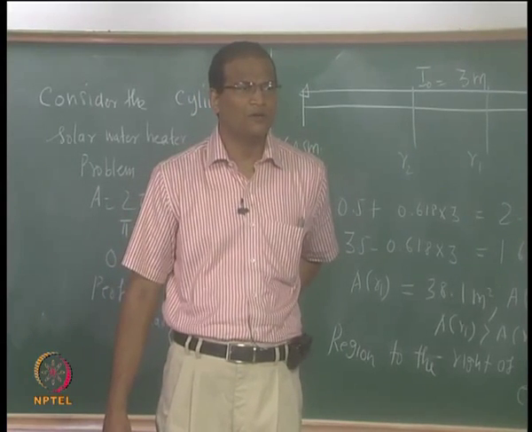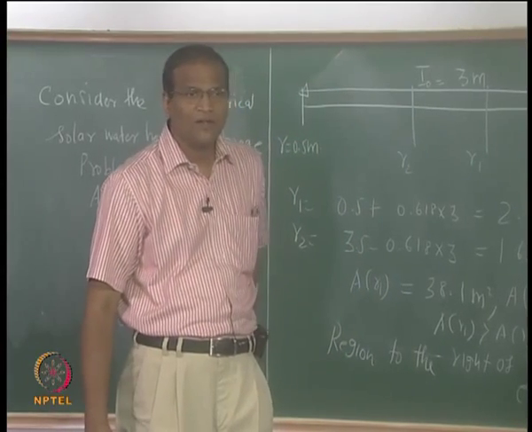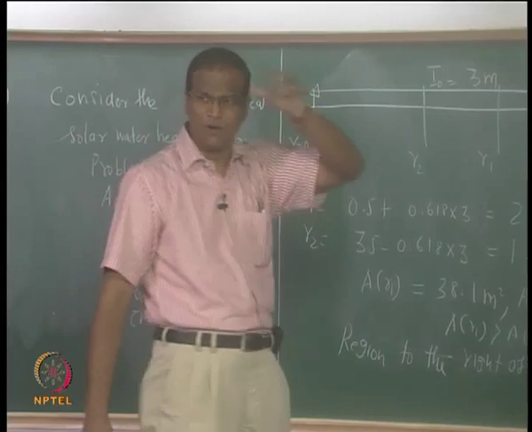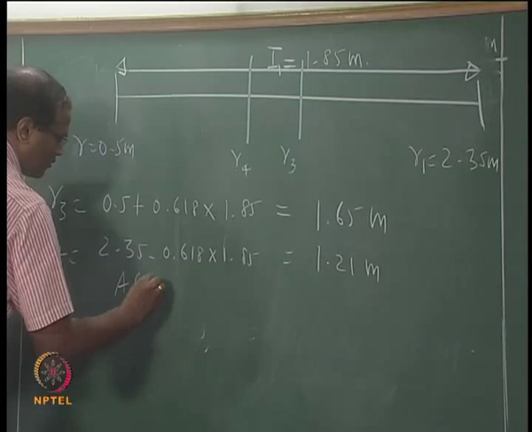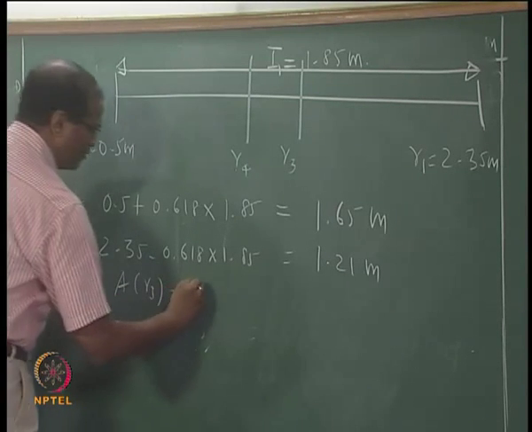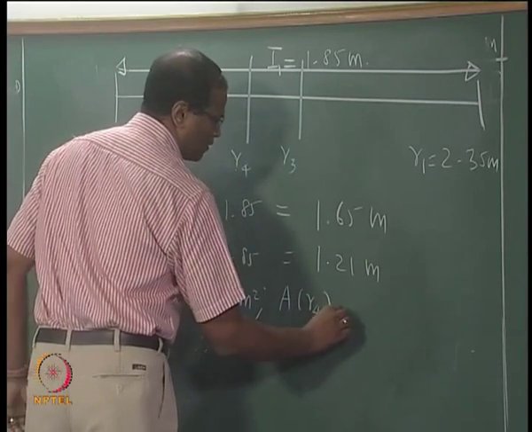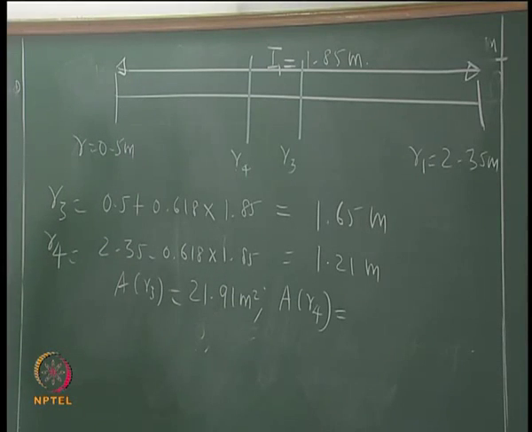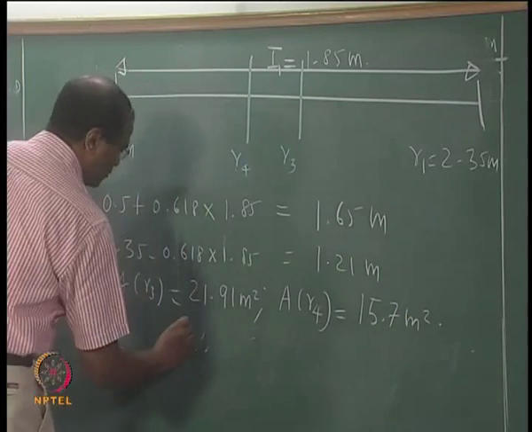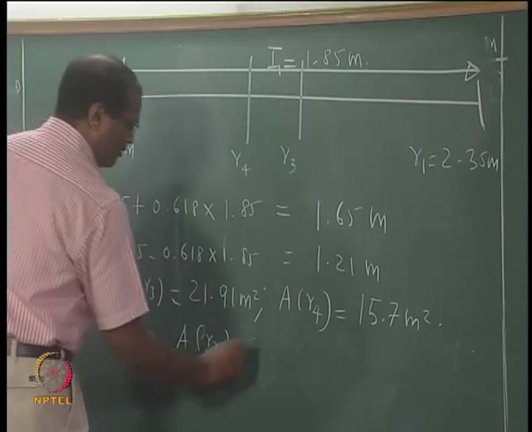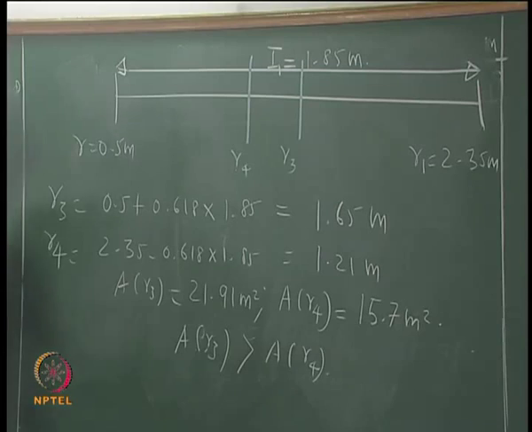Yesterday we got 1.20. This is also 2067, very close. Then you can use the 1.20 value itself. Doesn't matter. So A of R3 is 21.91. A of R4, I think it will be lower, 15 point something. Fine. The region to the right of R3 can be eliminated.